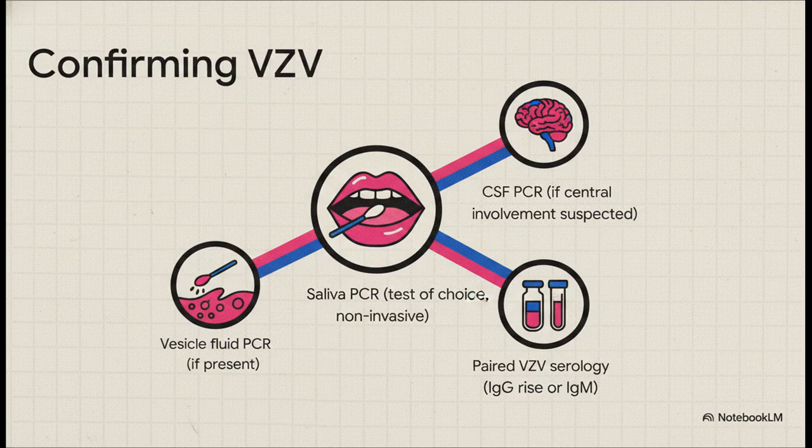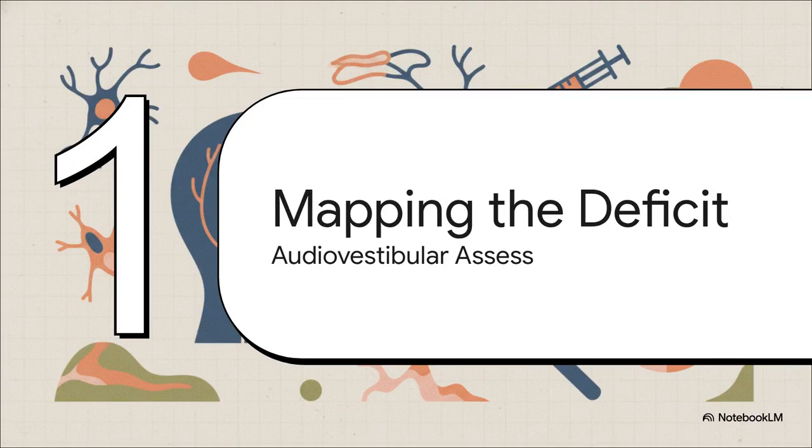And hey, if PCR is entirely unavailable wherever you are, paired serology showing a 4-fold or greater IgG rise is your solid backup. But honestly, whenever possible, reach for that saliva swab. Moving on to Section 3. Mapping the deficit, focusing on the audiovestibular assessment.